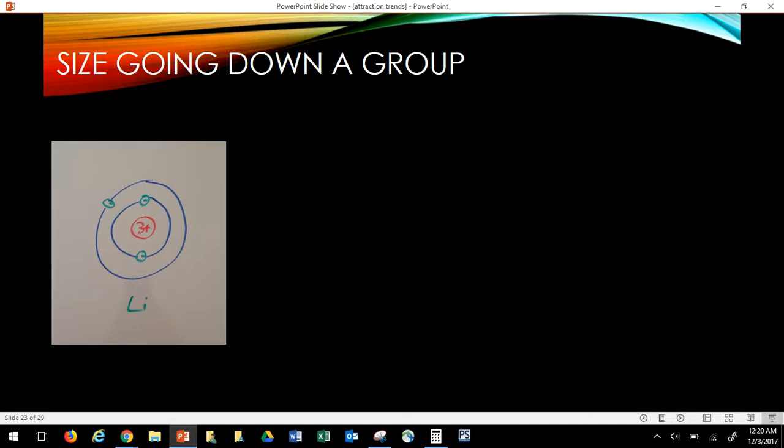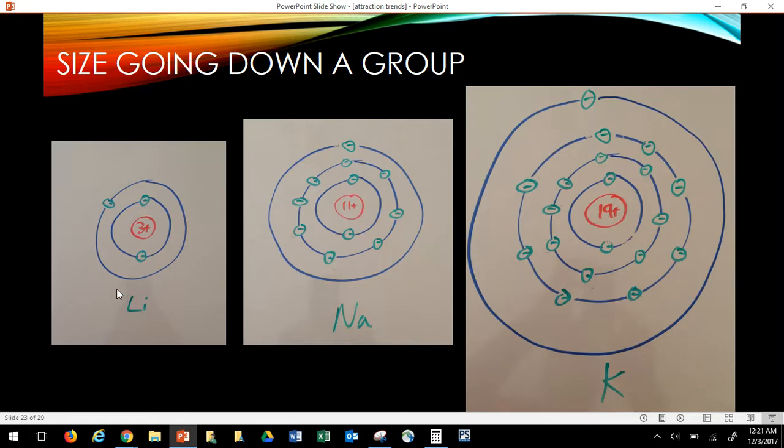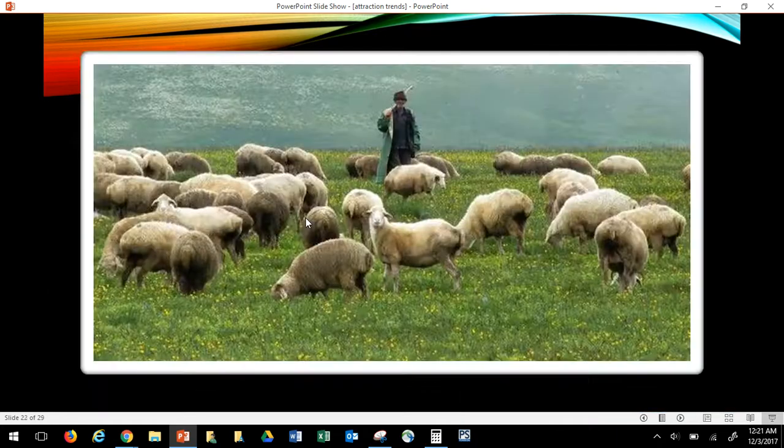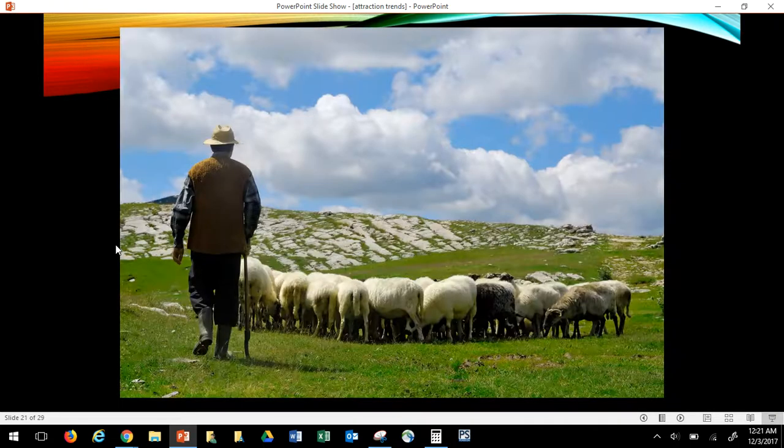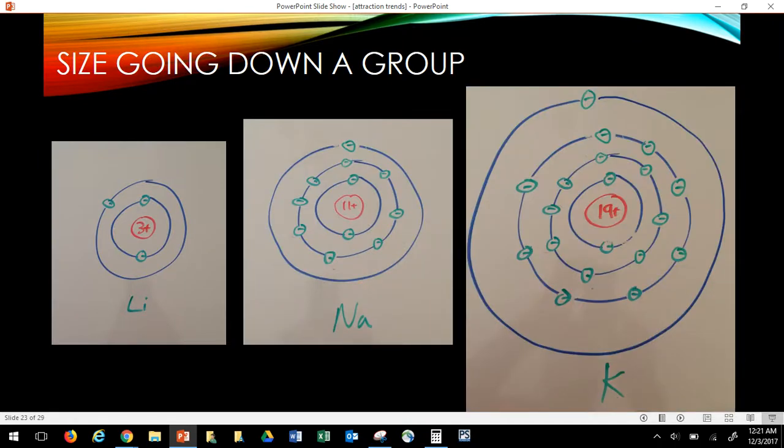All right, another way to look at it, as you go down the group from lithium to potassium, you're adding rings. Every period is another energy level, another ring around the nucleus. So all things being equal, with one electron in the outermost shell, these atoms will get bigger as they go down a group. So we're going down a group from lithium down to potassium in that case. They're going to get bigger because you're adding a shell every time, adding an energy level, and that inherently is going to just make them bigger.